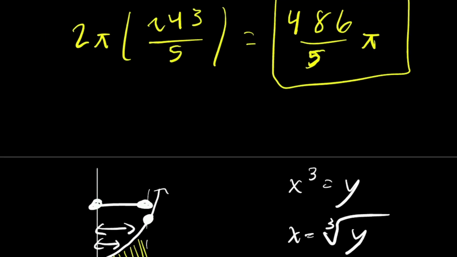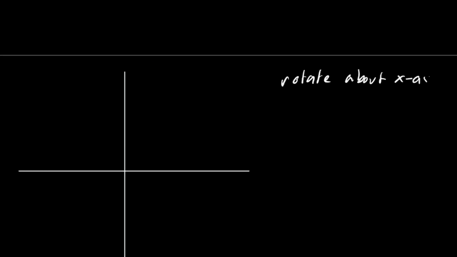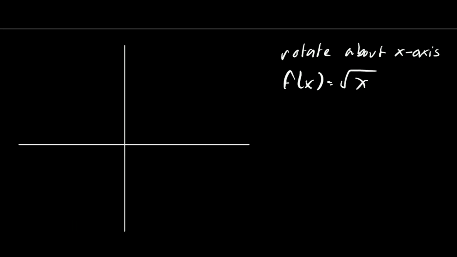So I'll do one more of those. I got to think of one. We'll do it rotated about, let's see, I did that one about the y-axis, right? So we'll do this one about the x-axis. f of x equals root x, and bounded by the y-axis and bounded by y equals 4.